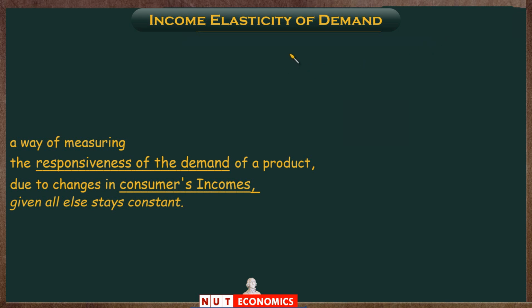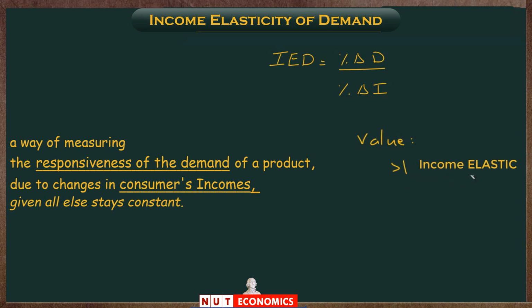And as far as the formula of IED is concerned, let me write that down over here as well. So IED is equal to the percentage change in demand of the product divided by the percentage change in the incomes of the consumers of the product. Now value, as I told you, is not very important, but remember, since we know the concepts, that greater than 1 would mean income elastic and less than 1 would mean income inelastic.